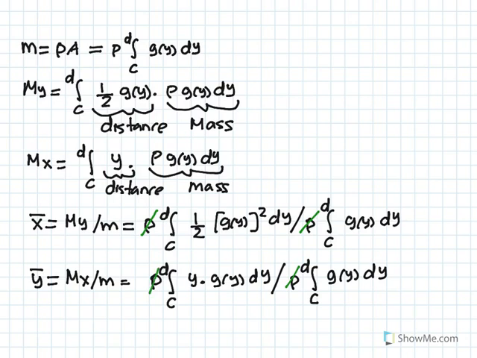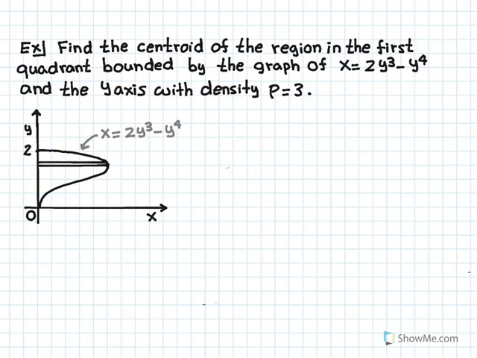All right, so we have now developed the formulas for the centroid x bar and y bar, integrating with respect to y. So let's look at an example where these formulas become applicable. Find the centroid of the region in the first quadrant bounded by the graphs of x equals 2y cubed minus y to the 4 and the y-axis, with density rho equal to 3. If you try to integrate with respect to x, it would be impossible because you have to solve for y in terms of x, and that's not even possible. Or it would be extremely difficult, and the integration would be all the more difficult. So integration with respect to y is necessary, and that's why we develop these formulas.